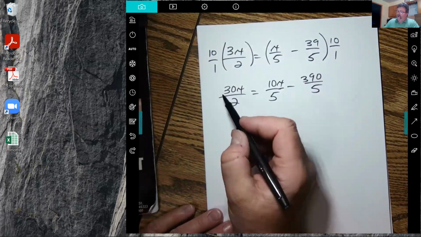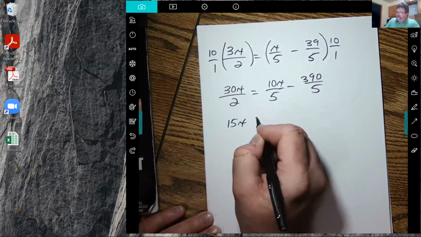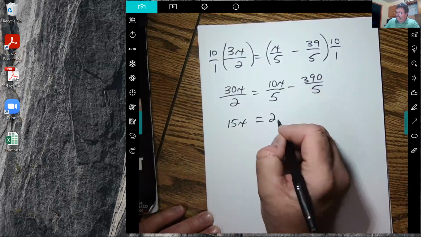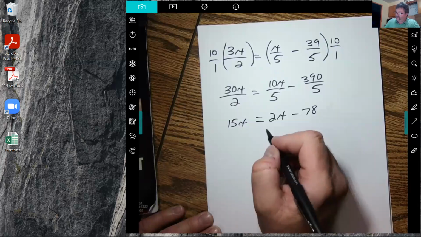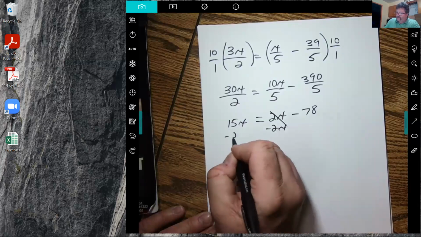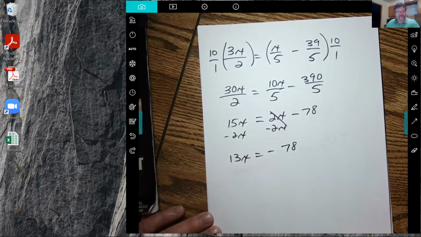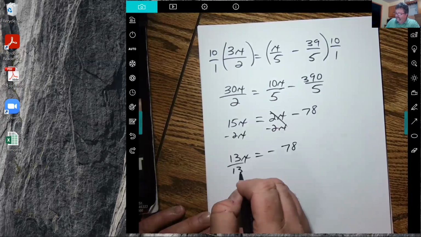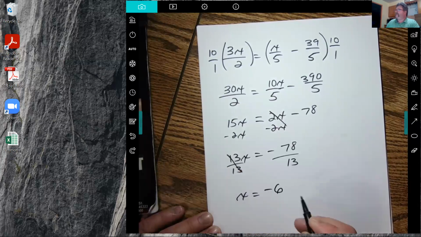Well, it actually did, because that 30 divided by 2 is now a 15. So it's 15x equals that 10 divided by 5 is now a 2x. And that 390 divided by 5 is going to be a 78, minus 78. Okay, so now I have no more fractions. I'll subtract my 2x, and I will get 13x equals -78, and I will divide by 13 on both sides. I will get x equals -6.